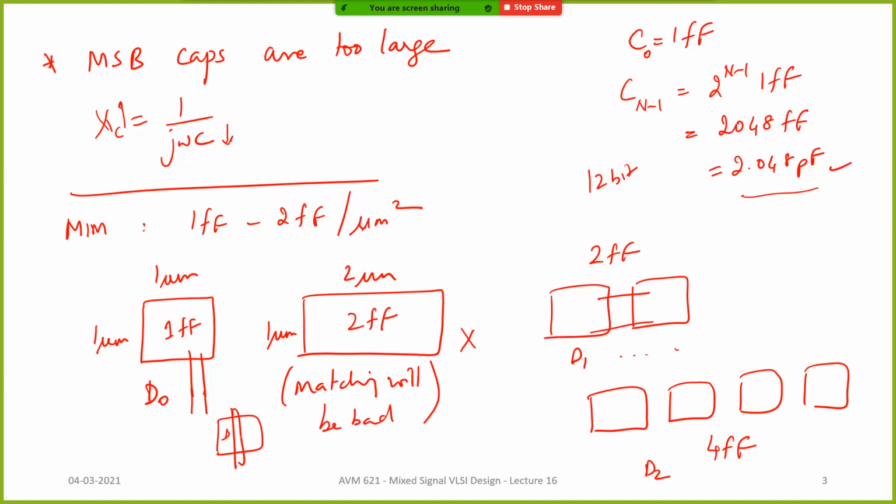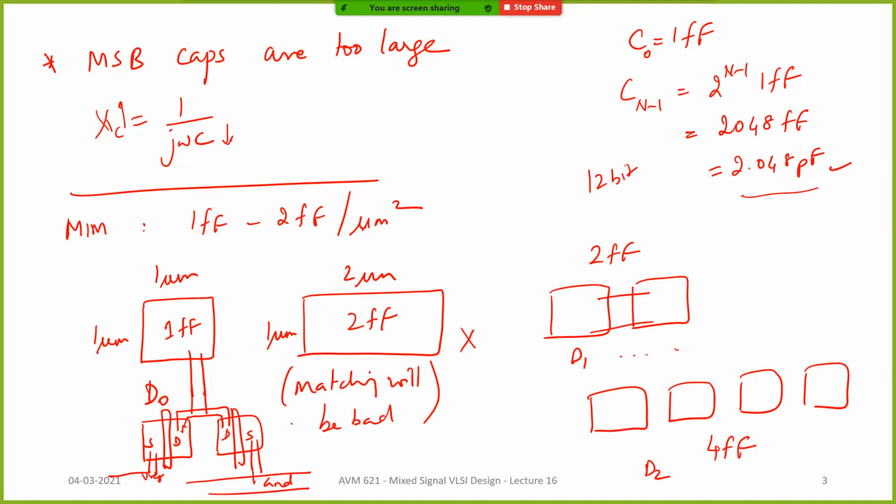Let's say this is the drain, this is the source of the transistor. So this is connecting to, let's say, the ground line, and you'll have one more transistor. Let's say this is the drain, this is the source, connecting to, let's say, the VREF line. So now you have to connect like this, right? Now the same thing has to be repeated for all the capacitors.